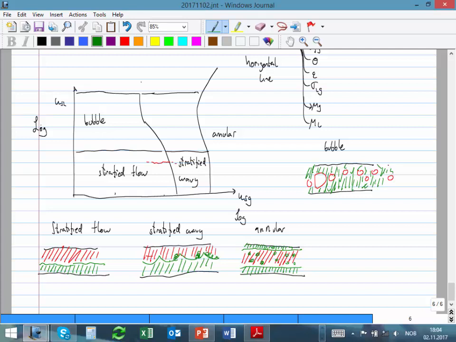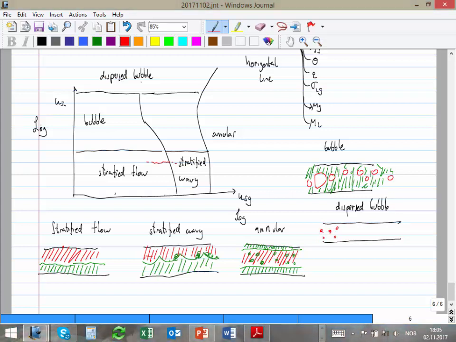And then if you continue increasing the velocity of liquid, you're going to have this dispersed bubble, which is basically very similar to bubble, but the bubbles are much smaller and there is a lot of mixing. There is a lot of turbulence. In the bubble flow, you can almost track each bubble, it goes by itself, very quiet. But when I start increasing, the bubbles start to move very much in the pipe.